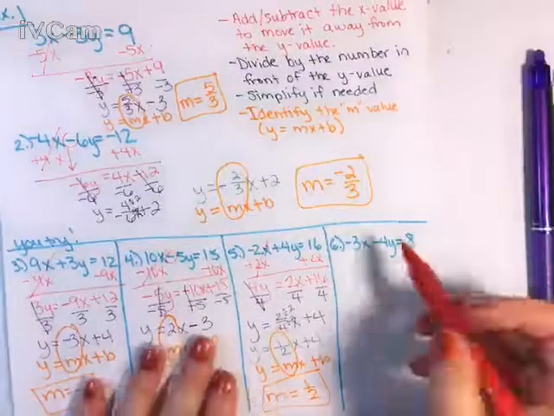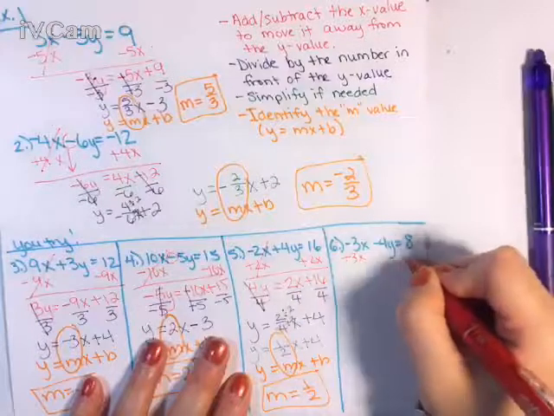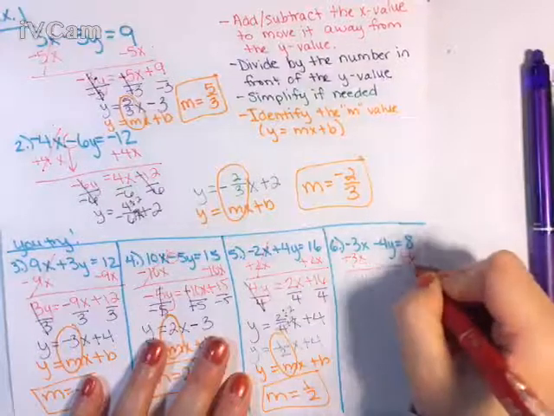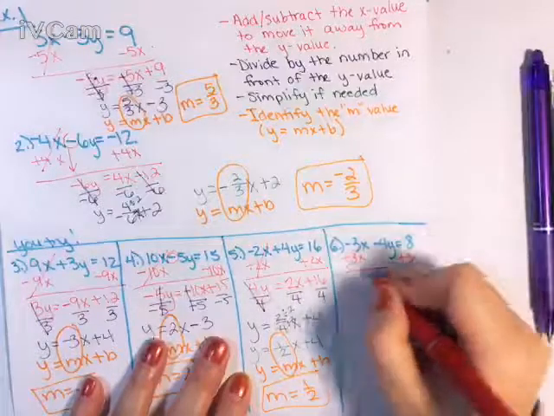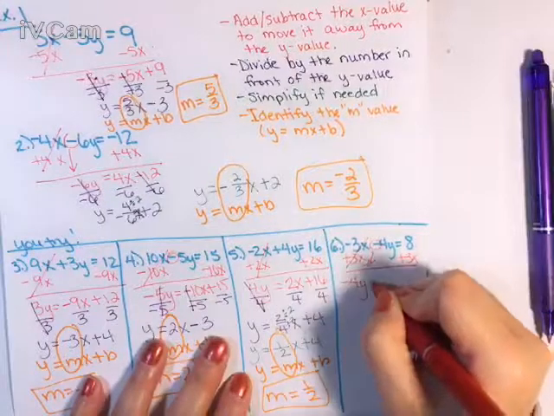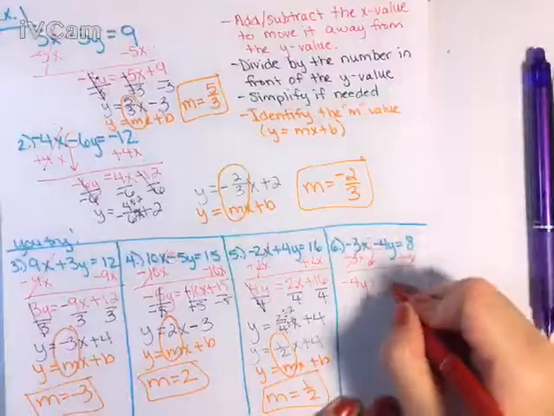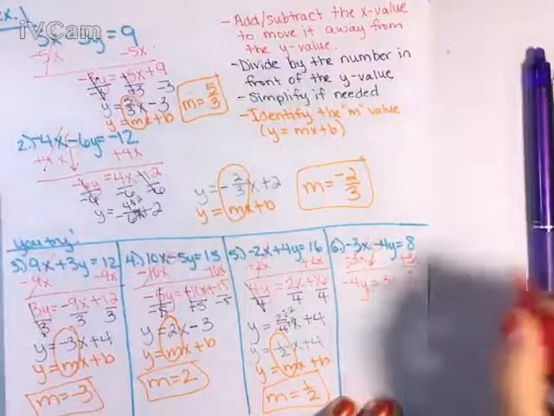On the last one, we want to move the x to the other side. Right now it's negative, so we're going to add it. These are going to cancel out. We're going to remember to bring down the minus with our 4y. They're not like terms, so we cannot combine them, and I'm going to put our variable first, so 3x plus 8.